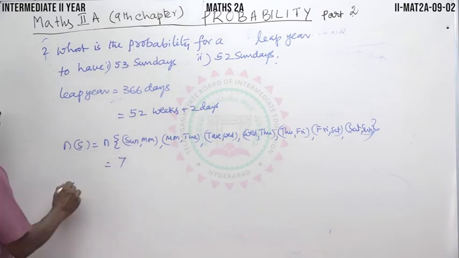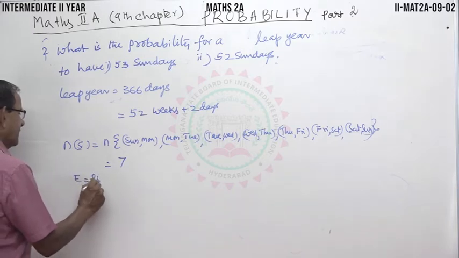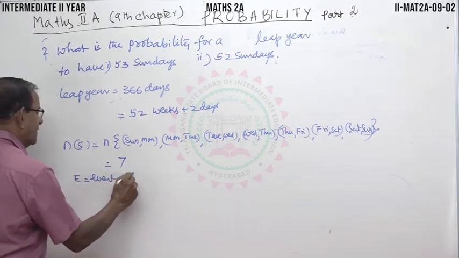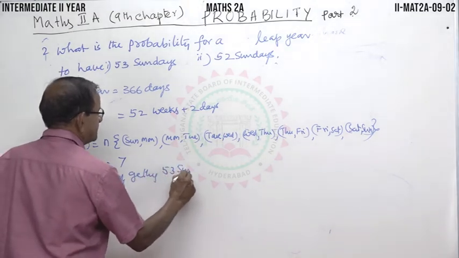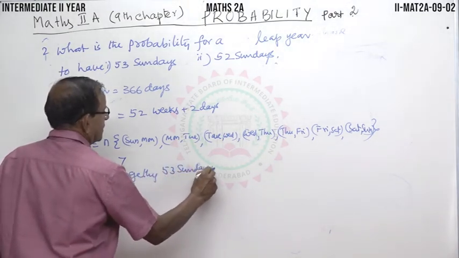Now let us take E as the event of getting 53 Sundays in a leap year.